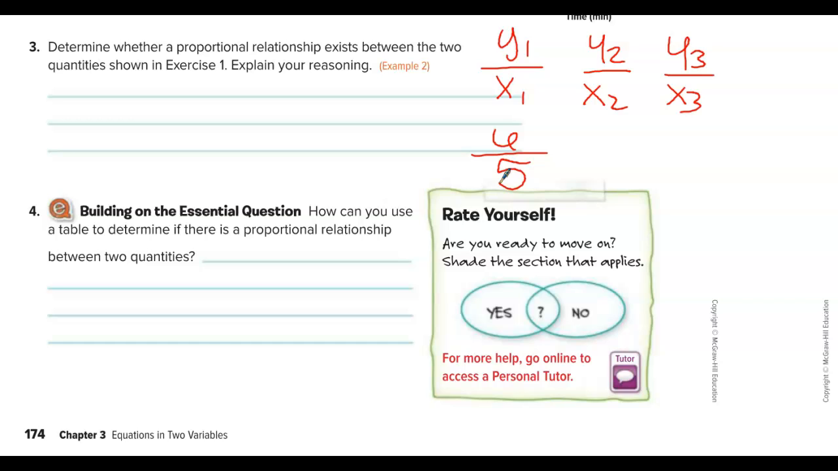So then what's your y2? 12. And what's your x2? 10. And what's your y3? 18. And what's your x3? 15. Okay, so if I take 6 divided by 5, what do you get? 1.2. If I take 12 divided by 10, what do I get? 1.2. If I take 18 and divide by 15, what do I get? So is this a proportional relationship or not? Yes, because these are all equal to each other.